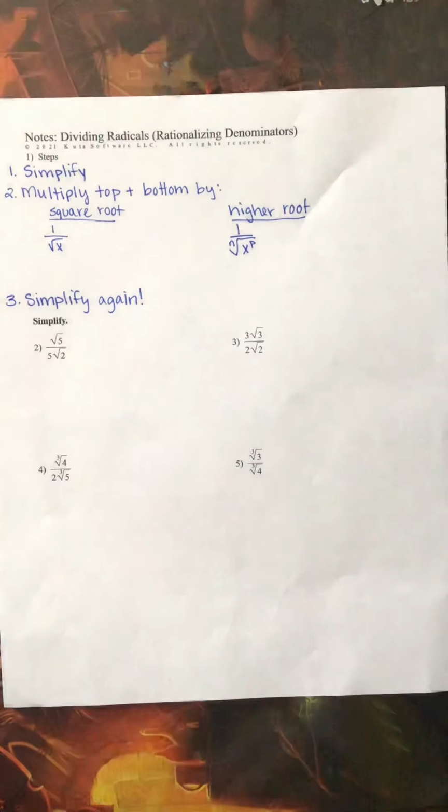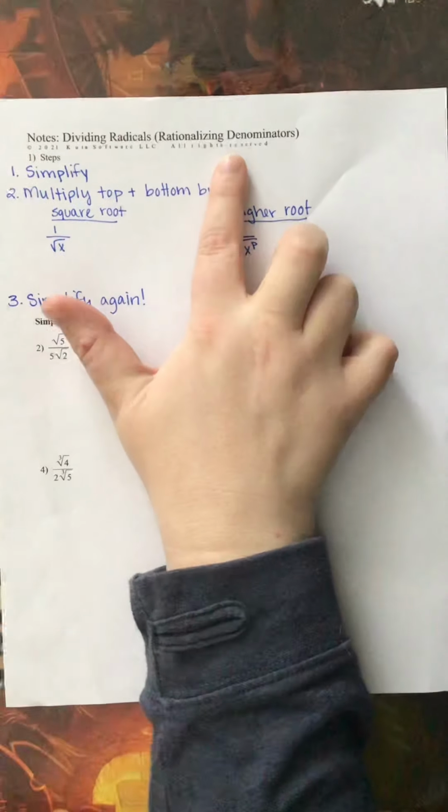Hey guys, today we are going to divide some radicals. Last week and at the beginning of this week, we learned how to add and multiply them, and now we are going to learn to divide them. Dividing radicals is also sometimes called rationalizing the denominator.